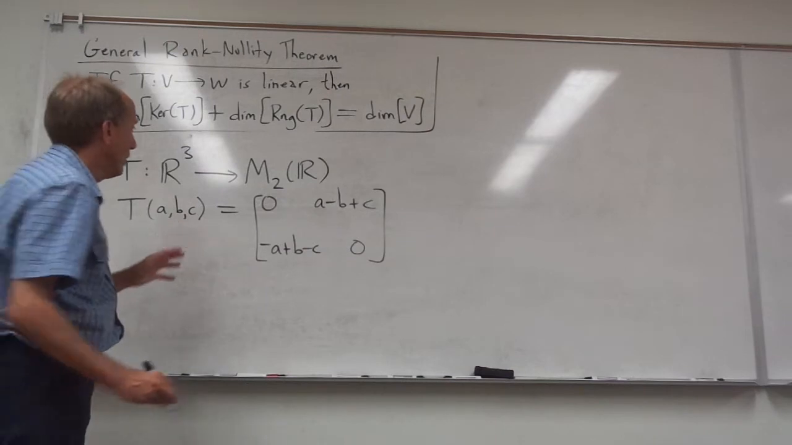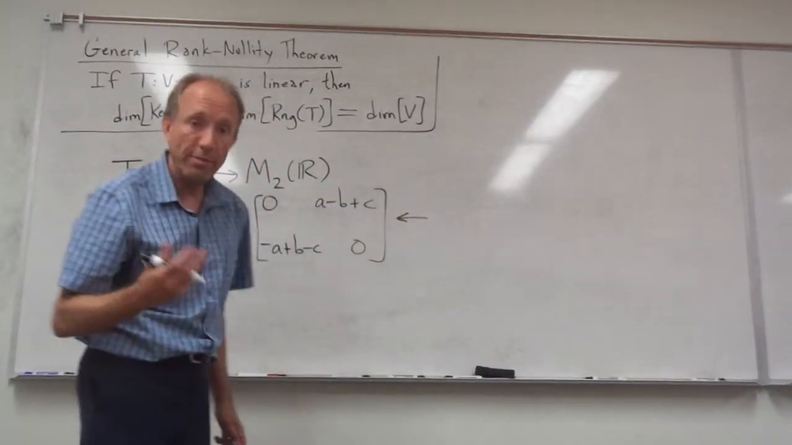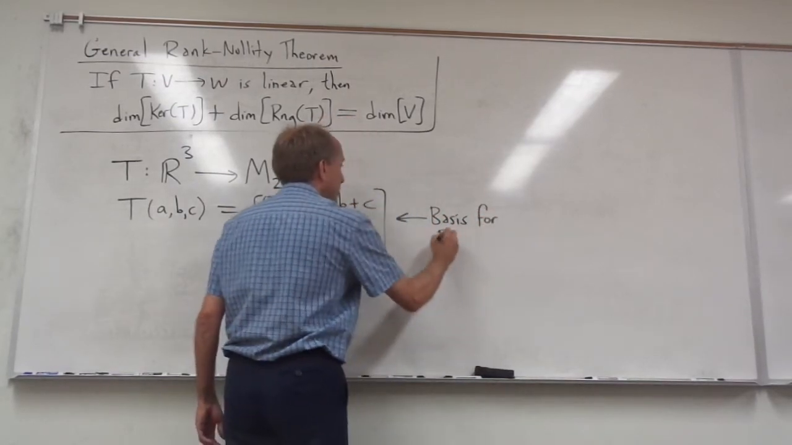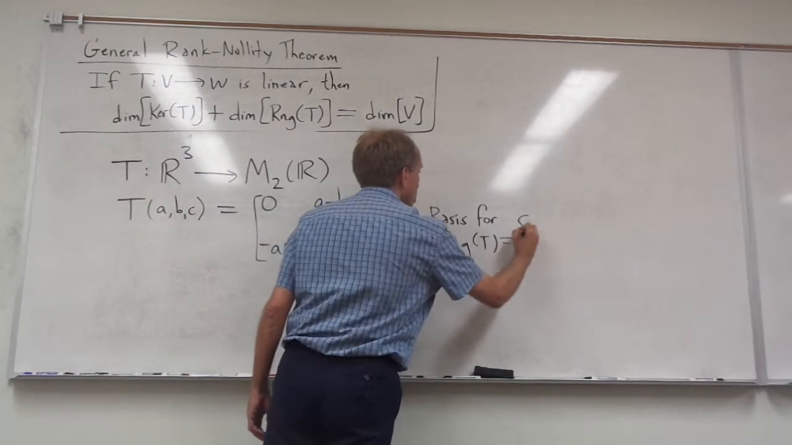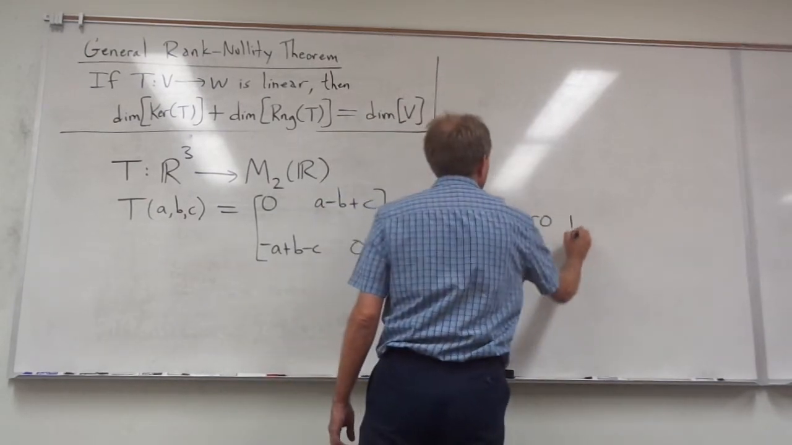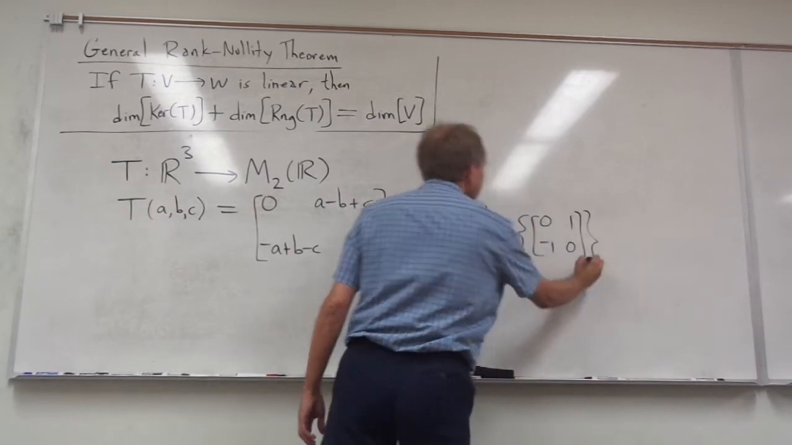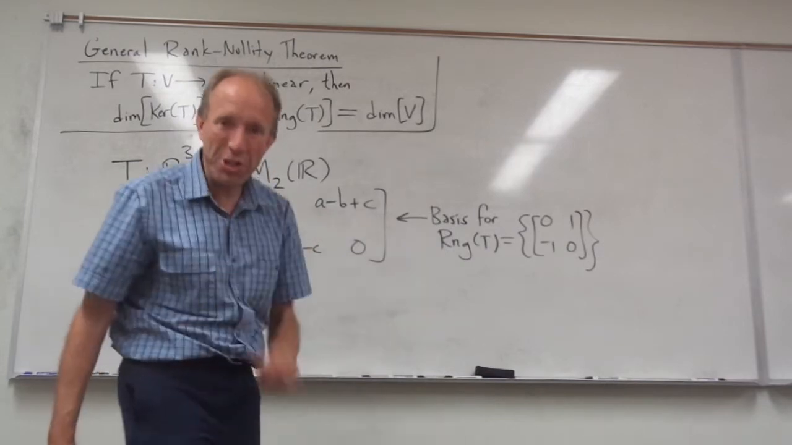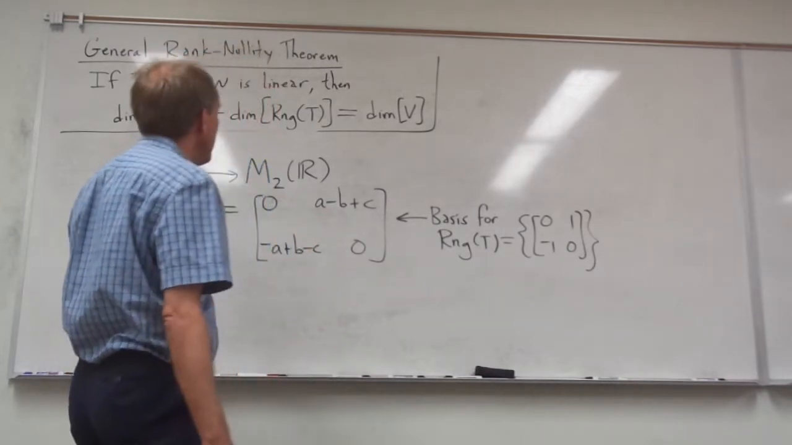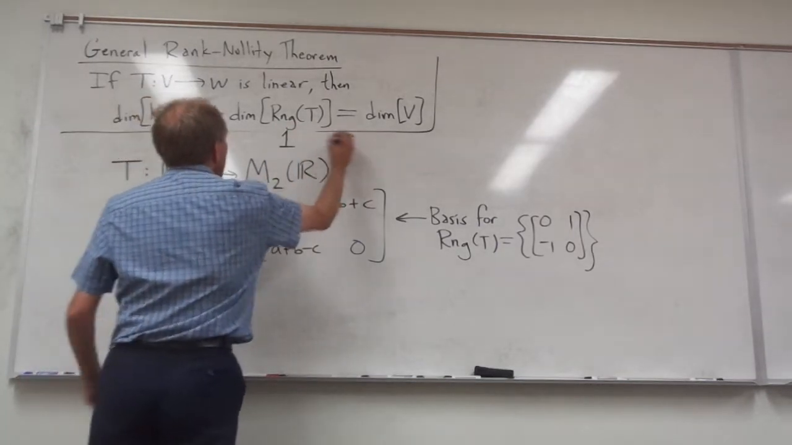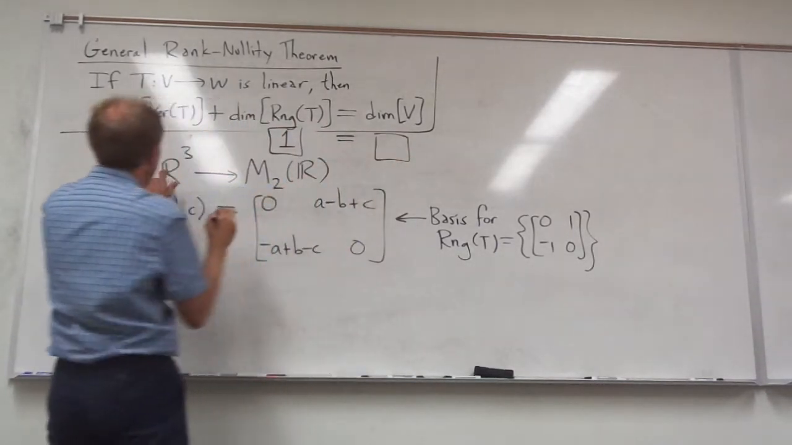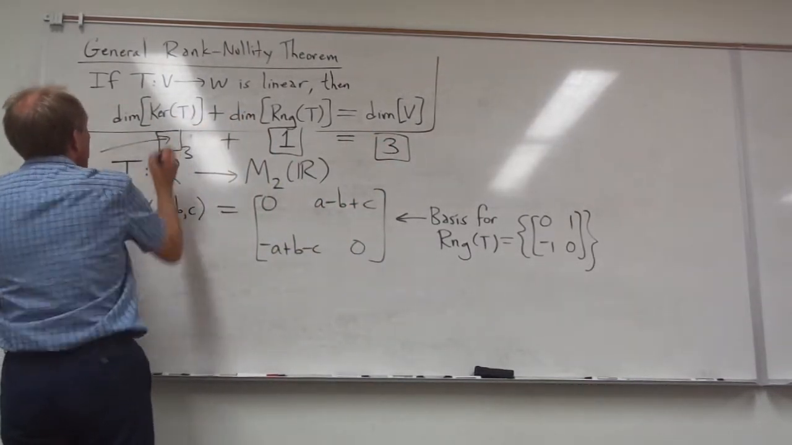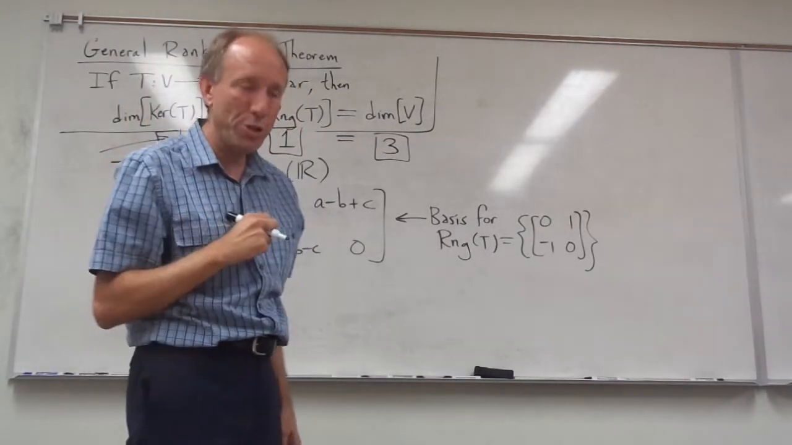We've already worked out in a previous video that a basis for the range of T was just simply the matrix 0, 1, -1, and 0. Okay? So the range is only one-dimensional. Right? The range is only one-dimensional. So if I put a 1 here, and I look at the dimension of R3, which is 3, I already know that the kernel should be two-dimensional.